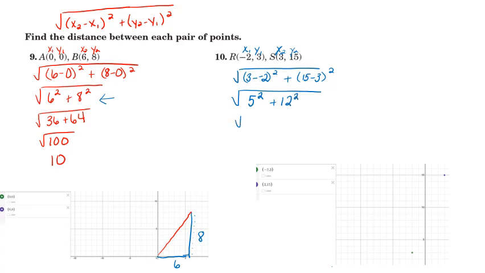5 squared is 25. 12 squared is 144. 25 plus 144 is 169, which is 13. So the distance between those 2 points is 13. So that's from here to here. Again, I can use Pythagorean theorem. This is 1, 2, 3, 4, 5 spaces. This is 1, 2, 3, 4, 5, 6, 7, 8, 9, 10, 11, 12 spaces. So there's my 5 squared plus 12 squared. Again, whichever method floats your boat.